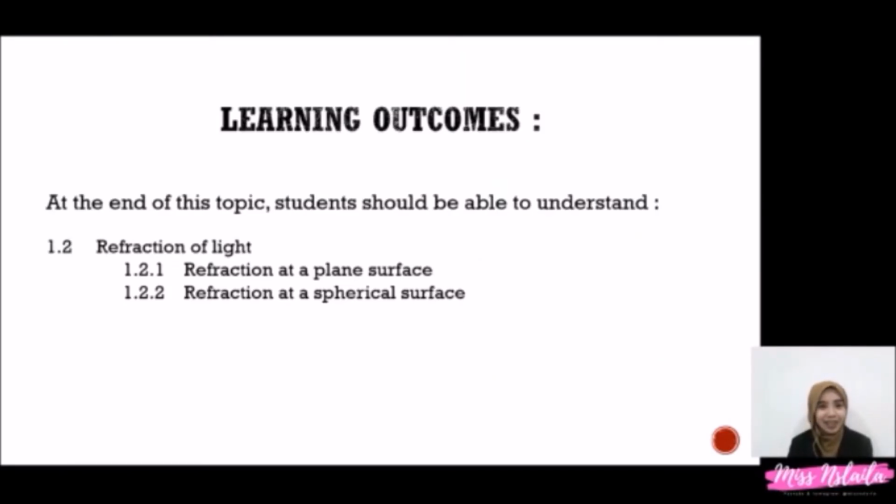Assalamualaikum everyone. Today let's learn about refraction of light. There are two subtopics: refraction at a plane surface, and second, refraction at a spherical surface.